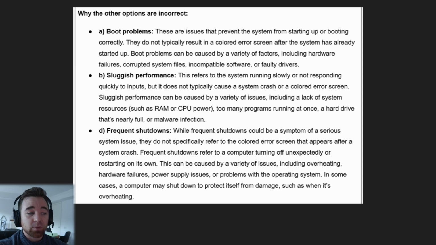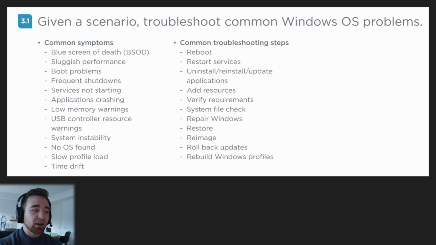But basically, sluggish performance: your computer's running slowly, essentially. And then frequent shutdowns could be because you have a device that's overheating. When your device overheats, it shuts down to save itself, to protect itself. Again, it could be due to a wide variety of other issues. I suggest you're going to have to do more study to have a look at all the individual issues it could be. But essentially, this one comes from 3.1.